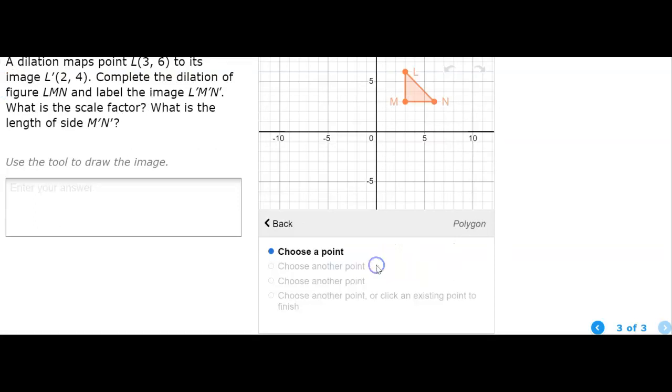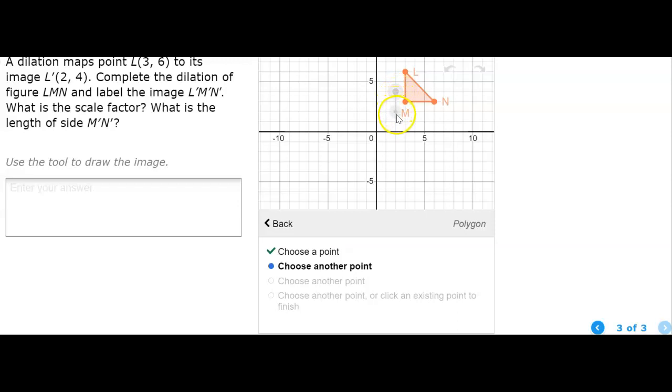Okay, so let's graph this out. So L is 3 and 6. That's what we have here, 3 and 6. And the prime is 2 and 4. So 2 and 4. So that would be the L prime.